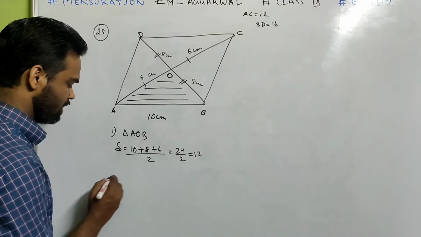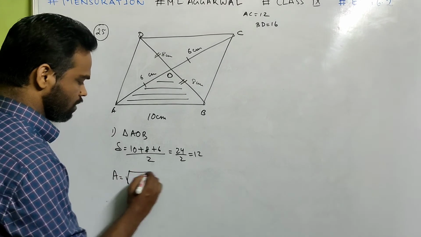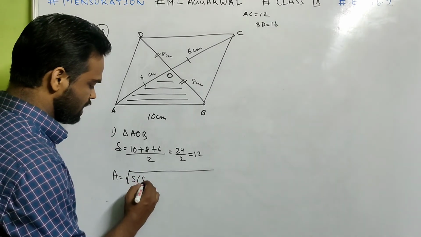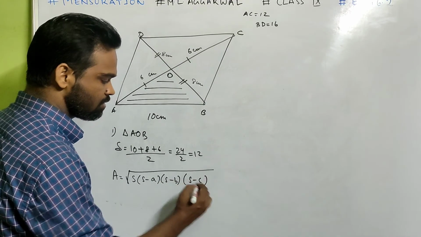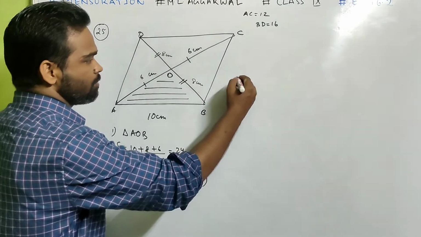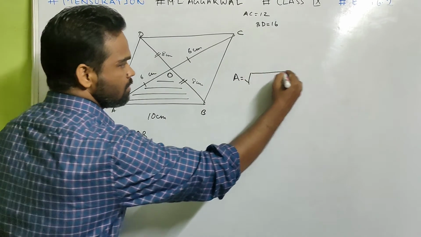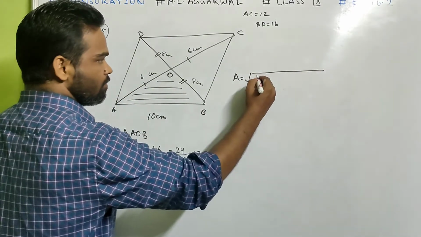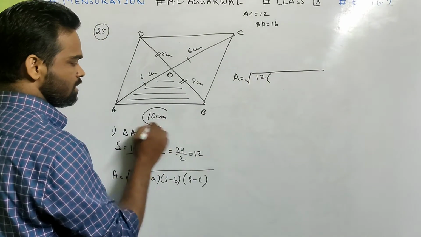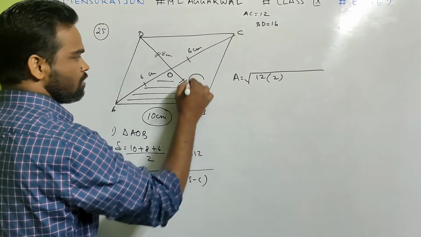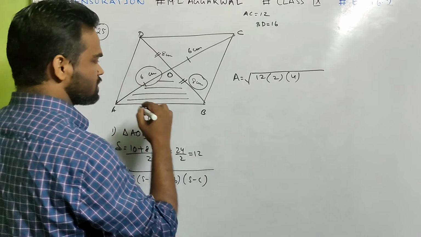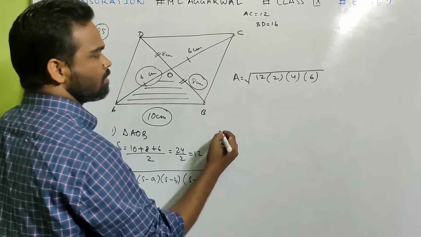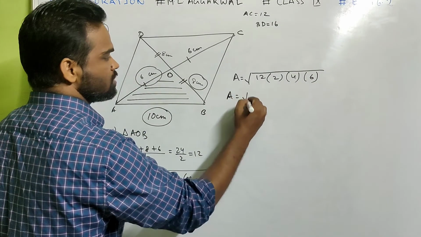Now what is the area? Root over of S, S minus the first side, S minus the second side, S minus the third side. Just substitute the value. S is how much? S is 12. So 12 minus 10 is 2, 12 minus 8 is 4, 12 minus 6 is 6. So area is how much?